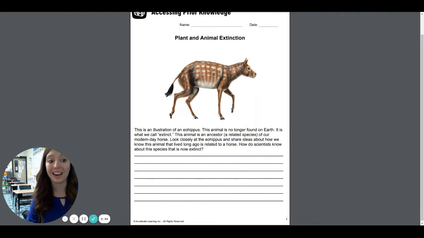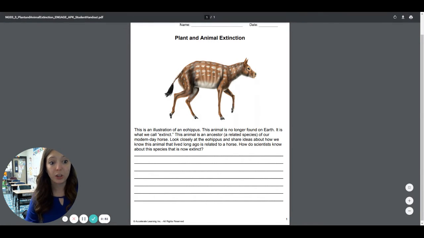This animal is an ancestor or a related species of our modern day horse. That means it's related to our modern day horse, but this isn't around anymore. Look closely at the eohippus and share ideas about how we know this animal that lived long ago is related to a horse. So how do we know, based on looking at this picture, it's related to a horse? What's similar between this eohippus and a horse? How do scientists know about this species that's now extinct?